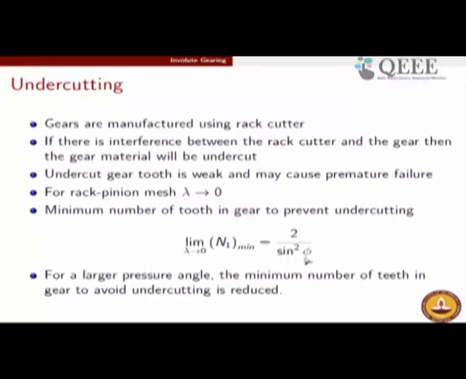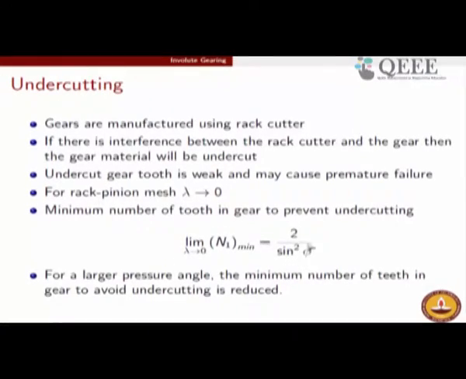a rack cutting operation. Else, if you have a gear with a very small number of teeth, then those gears will actually be undercut. In the tooth region, the material will be lesser, and as a result the gear tooth will be weak. And also what you can see now is that if the pressure angle is large, then the sine square phi term will be large, and the minimum number of teeth in the gear to avoid undercutting is reduced. So, that means the limit can be relaxed.